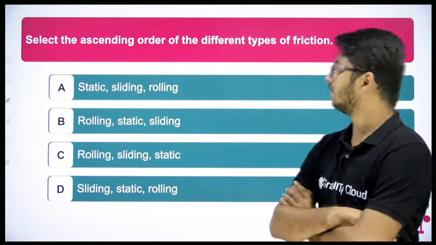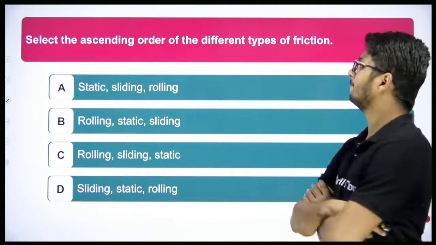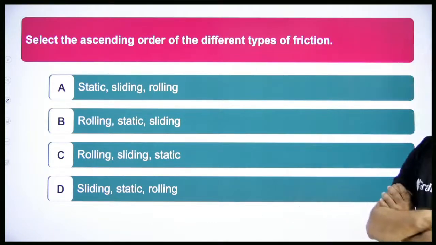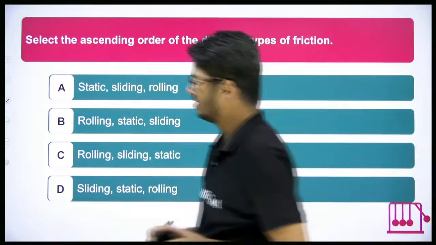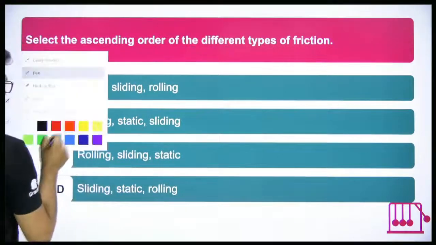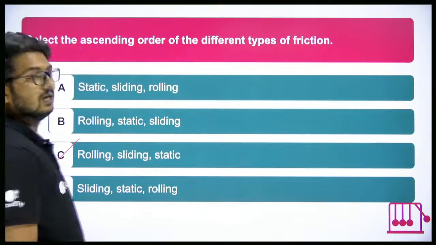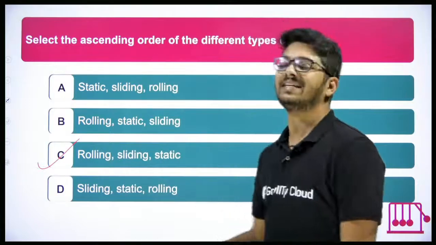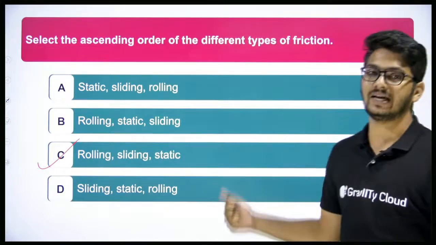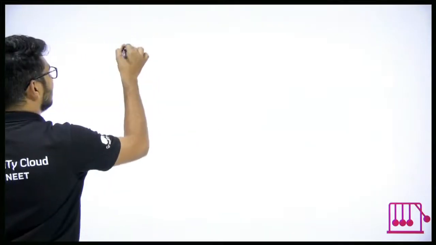What is that going to be? Select the ascending order of the different types of friction. And the correct answer is going to be option C. Rolling is the least among all of them, and static is the maximum. So rolling, sliding and static. And what is ascending order? Ascending order will mean increasing order.